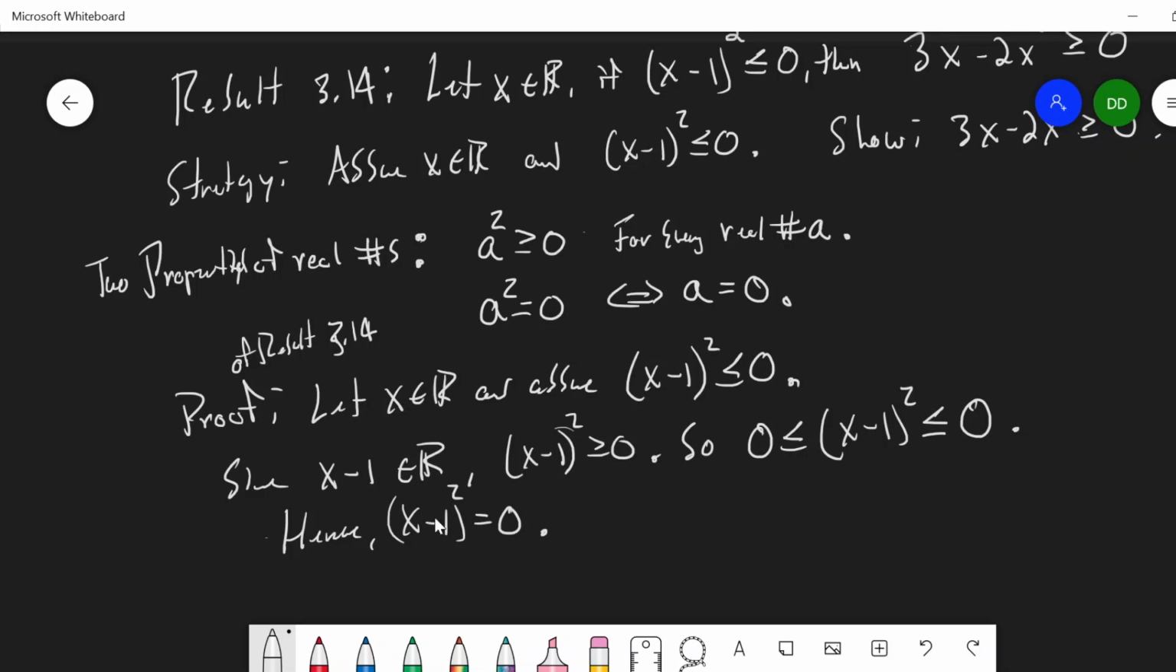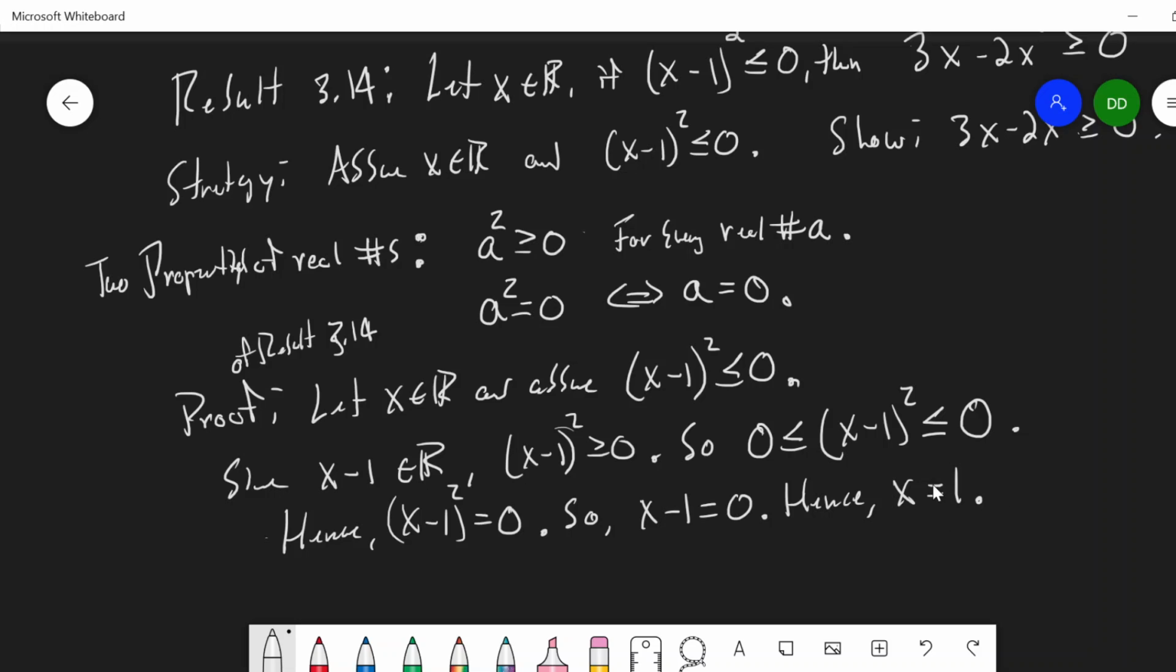I have a square of a real number equal to 0. So now I get to use this other property of real numbers, that a squared is equal to 0 if and only if a is equal to 0, to conclude that x minus 1 must be equal to 0. That follows from the previous by applying this property of real numbers. If x minus 1 is equal to 0, then x is equal to 1.